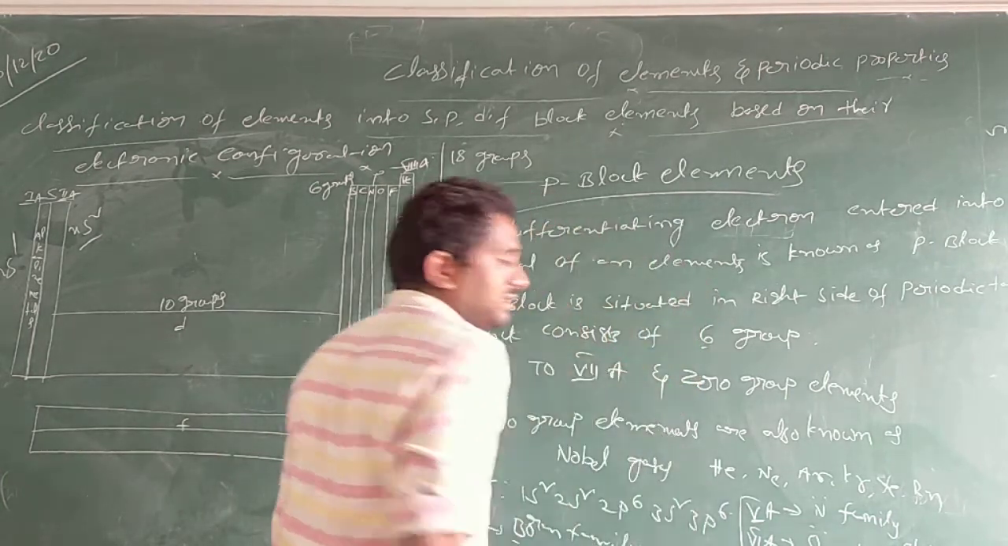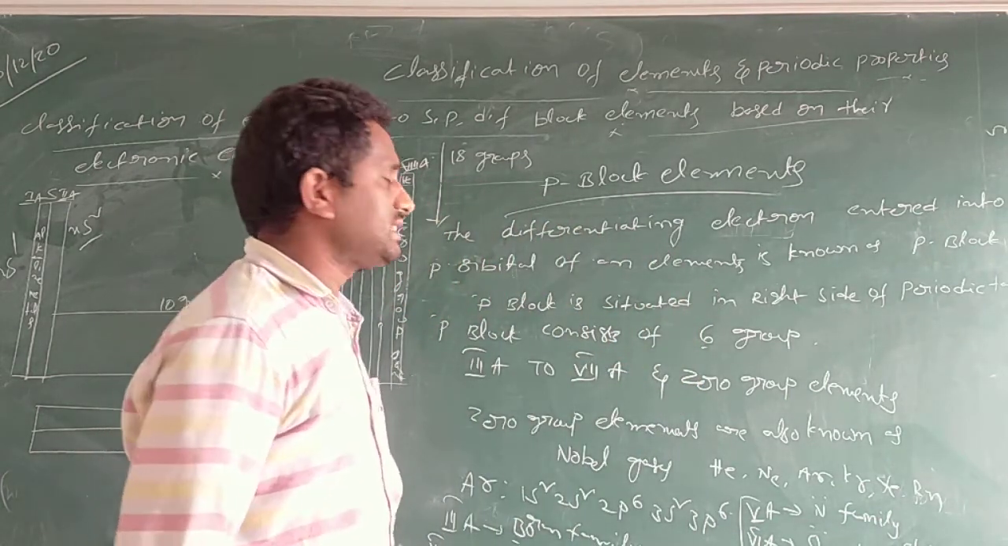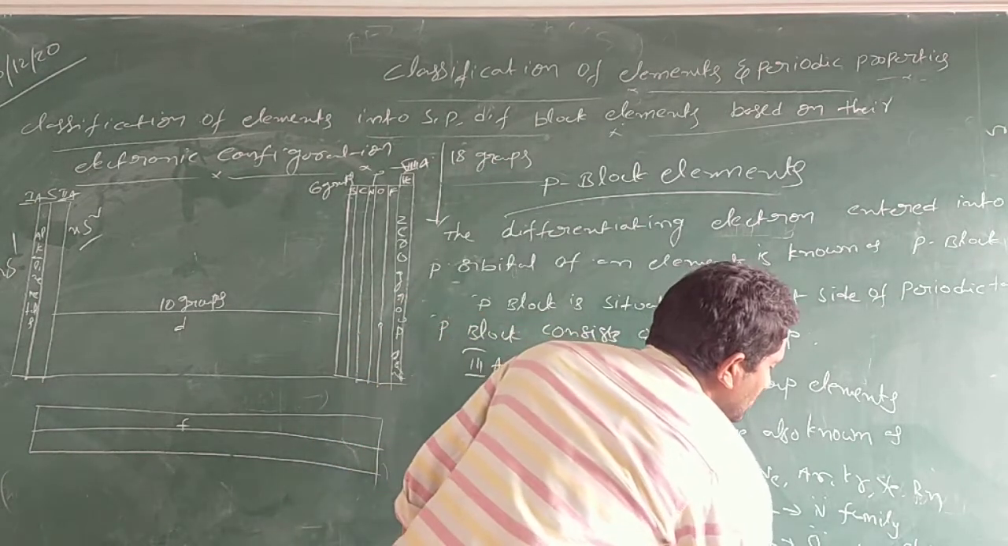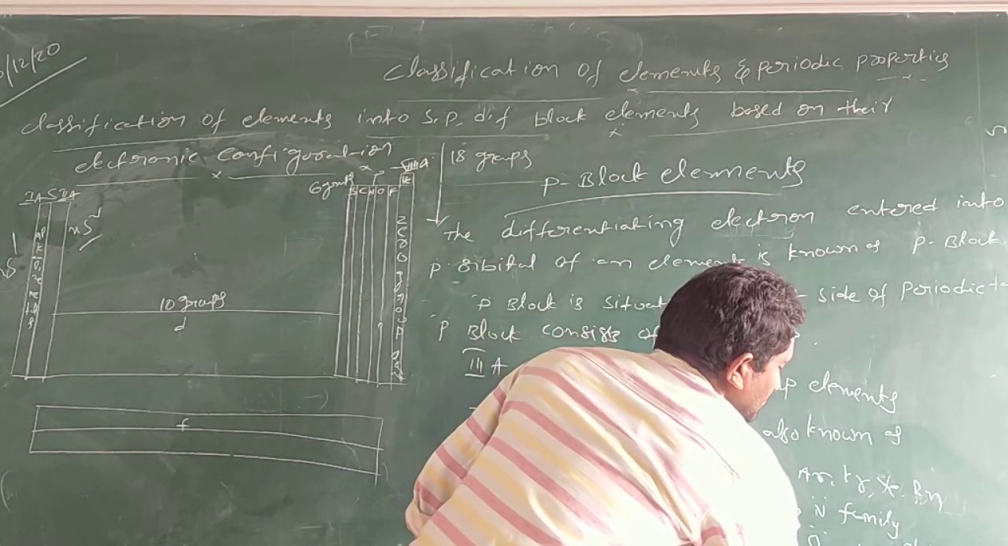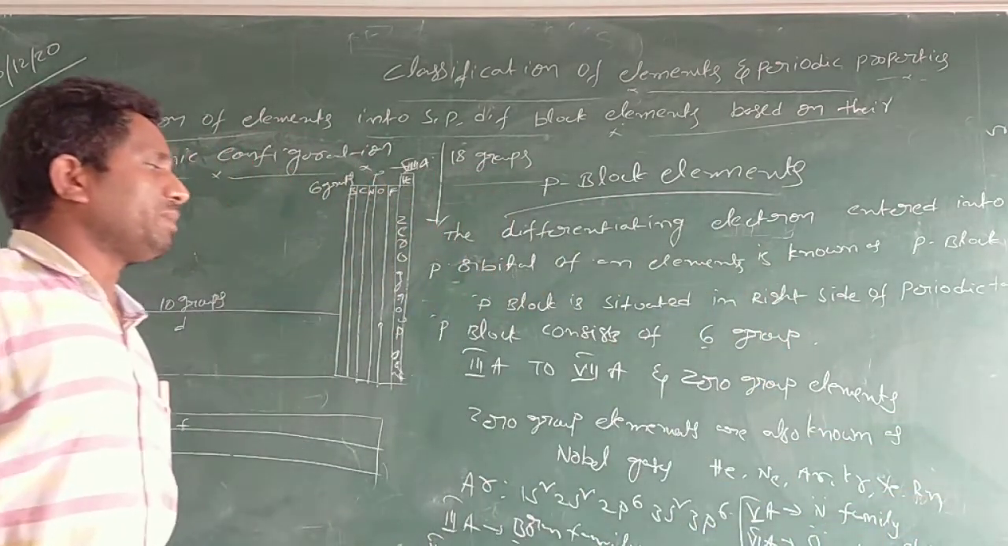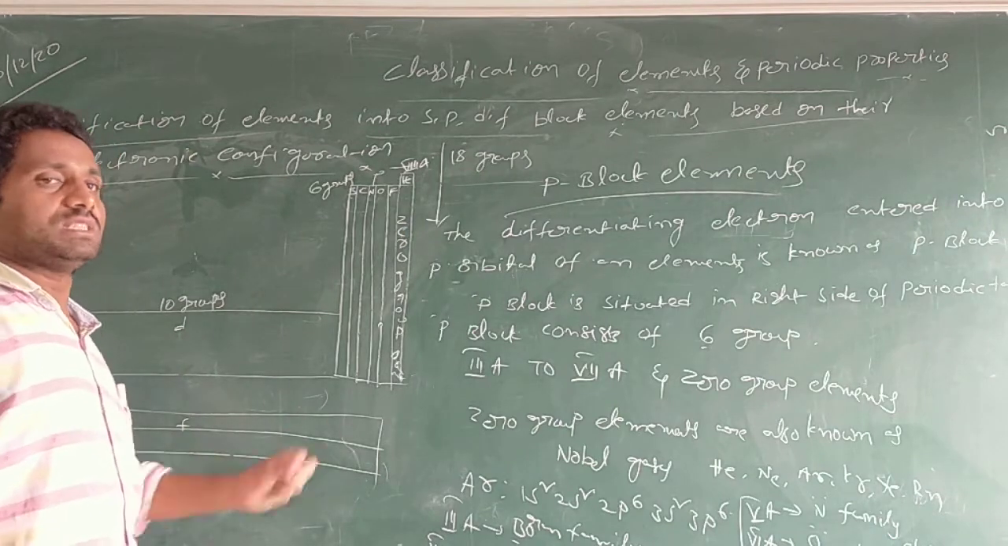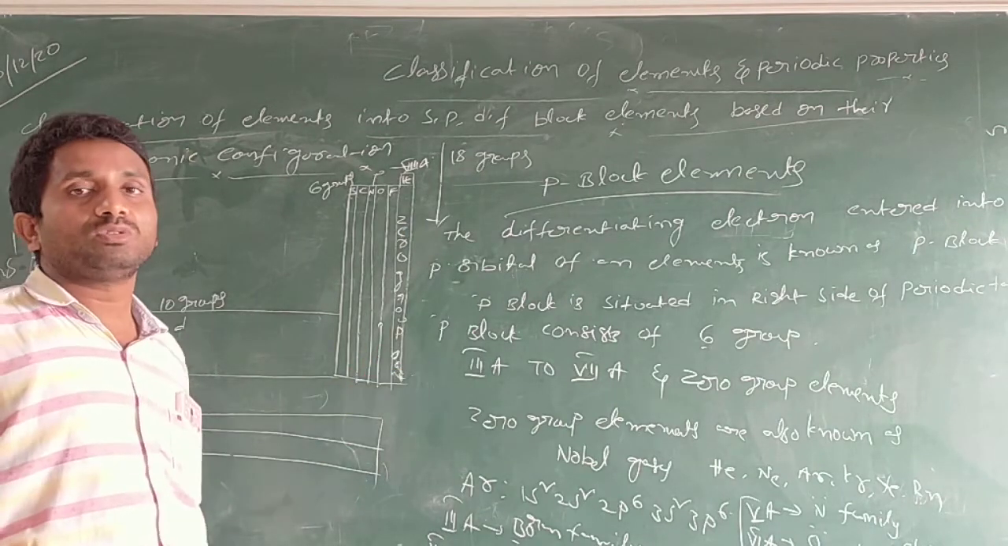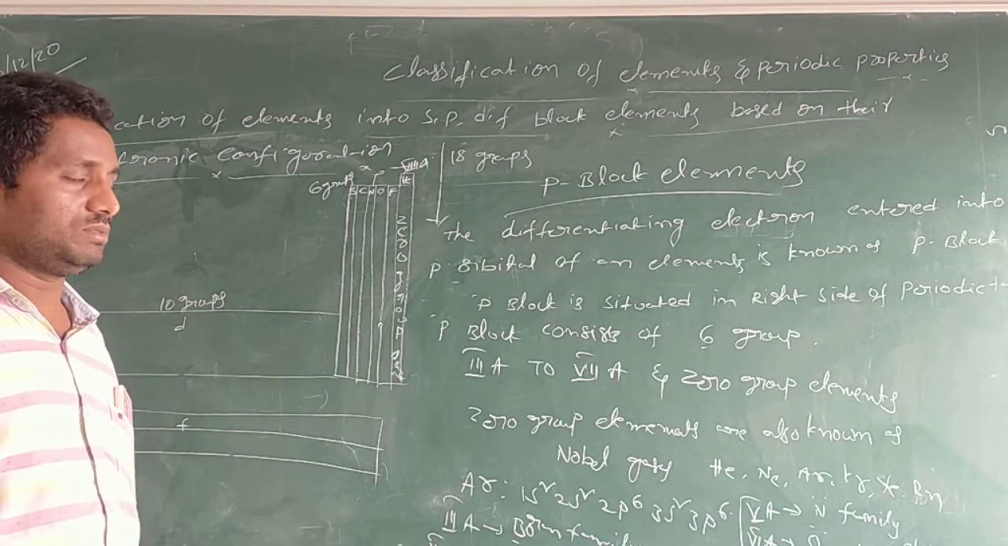Group 7 and 8 elements are known as halogens. So, halogens. These are the information about P block elements.